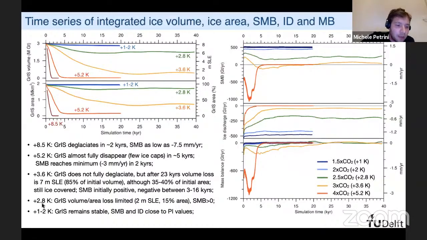Then for the +2.8 Kelvin case, we see that the Greenland ice sheet volume and area loss is quite limited to 2 meter sea level equivalent, and also the area loss is small, 15% of the area, and the SMB remains positive throughout the run. And for the last two cases, 1 and 2 Kelvin, the Greenland ice sheet remains stable with SMB and ice discharge that are still close to PI values.